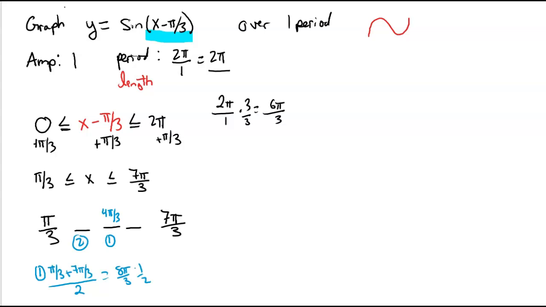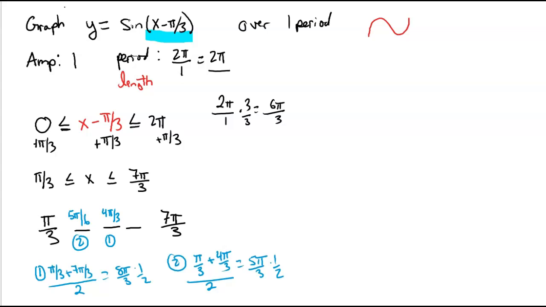I'm going to find this guy next. So number 2: this becomes pi over 3 plus 4 pi over 3. Again, divide by 2. So this becomes 5 pi over 3 times 1/2. This time this doesn't simplify, so I'm just going to leave it as 5 pi over 6.